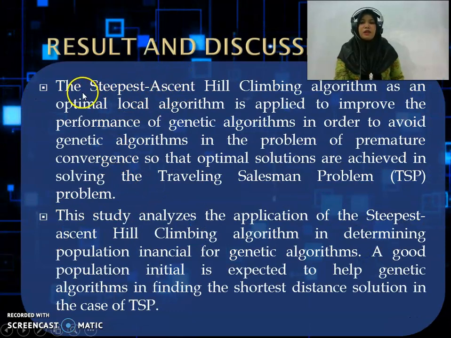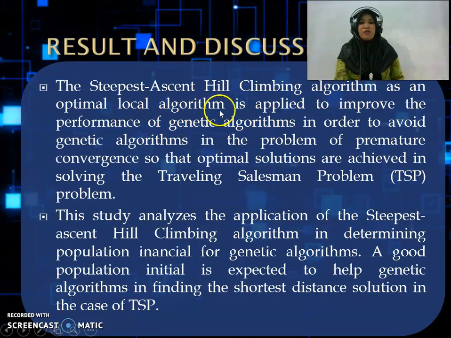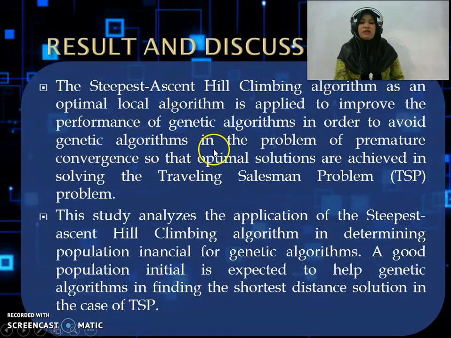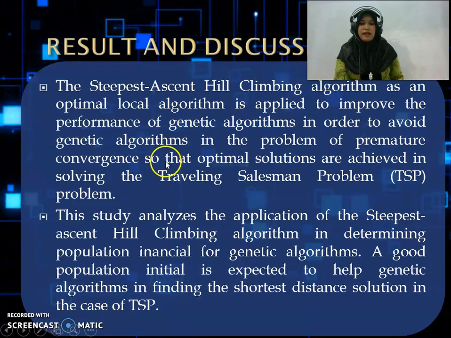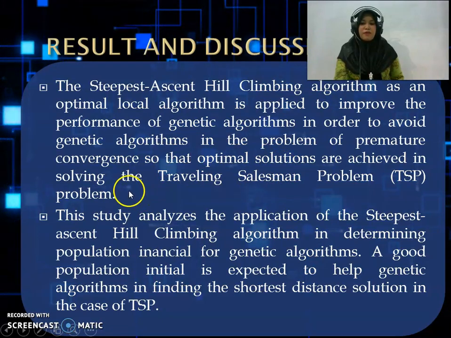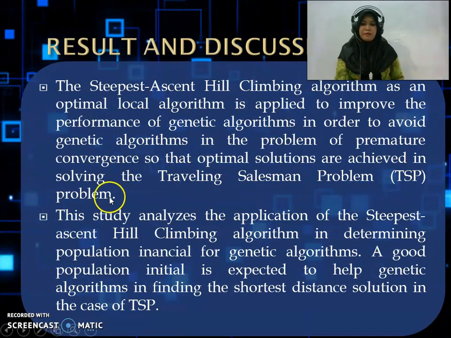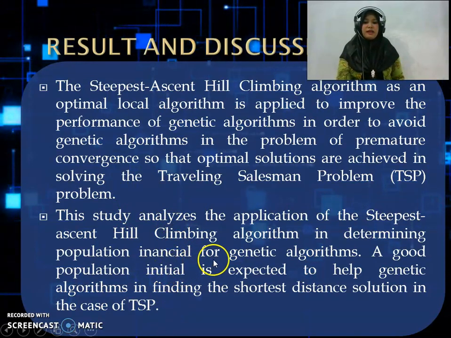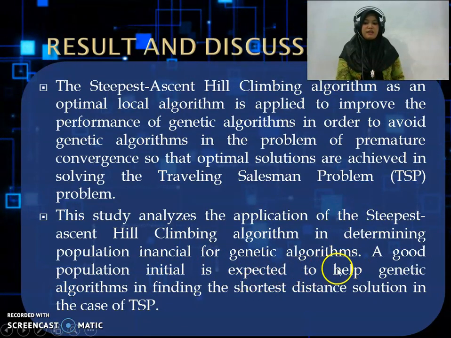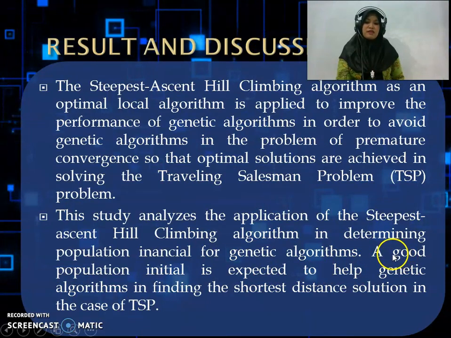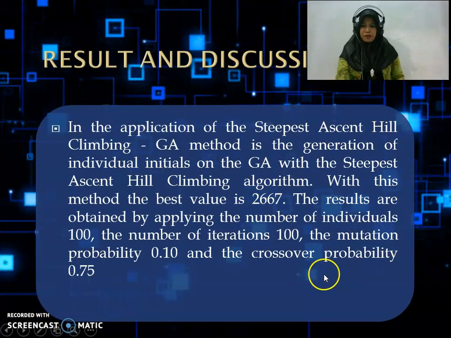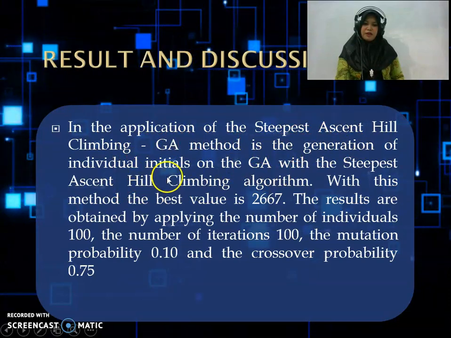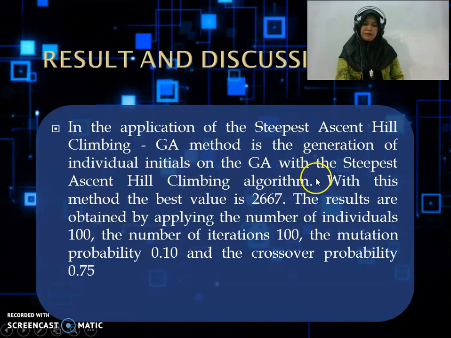Result and discussion. The steepest ascent hill climbing algorithm, an optimal local algorithm, is applied to improve the performance of genetic algorithm in order to avoid the problem of premature convergence, so that optimal solutions are achieved in solving the traveling salesman problem or TSP problem. This study analyzed the application of the steepest ascent hill climbing algorithm in determining the initial population for genetic algorithm. A good initial population is expected to help genetic algorithm in finding the shortest distance solution in the case of TSP. In the application, the steepest ascent hill climbing GA method is the generation of initial individuals on the GA with the steepest ascent hill climbing algorithm.